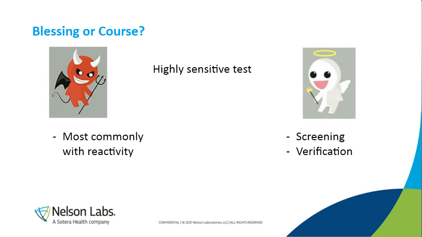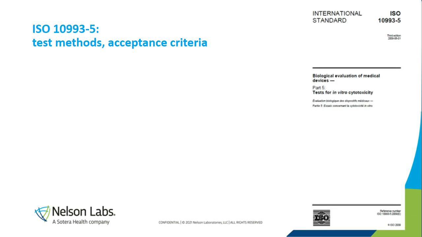Okay, now, the go-to document for cytotoxicity is ISO 10993-5. It gives guidance on various test methods that can be used for cytotoxicity testing. It also provides the test overviews and setup, as well as the acceptance criteria, which is good.